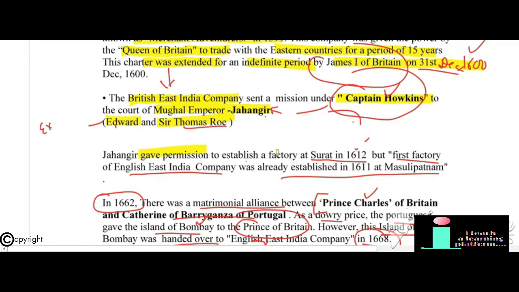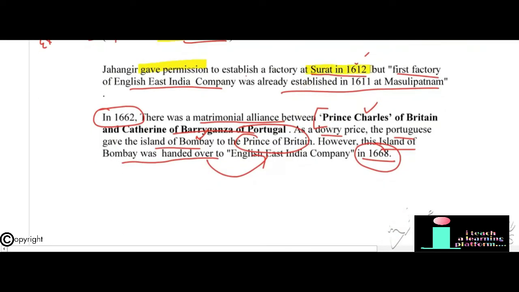Jahangir gave permission to establish a factory at Surat in 1612, but the first factory of the English East India Company was already established in 1611 at Masulipattnam.